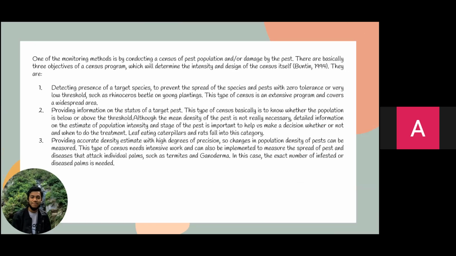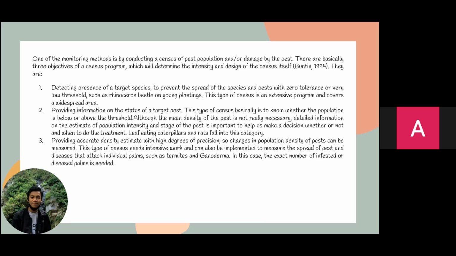Okay, one of the monitoring methods is by conducting a census of pest population and/or damage by the pest. There are basically three objectives of a census program, which will determine the intensity and design of the census itself. The first is detecting the presence of a target species to prevent the spread of pests with zero tolerance or a very low threshold, such as rhinoceros beetle on young plantings. This type of census is an extensive program and covers a widespread area.